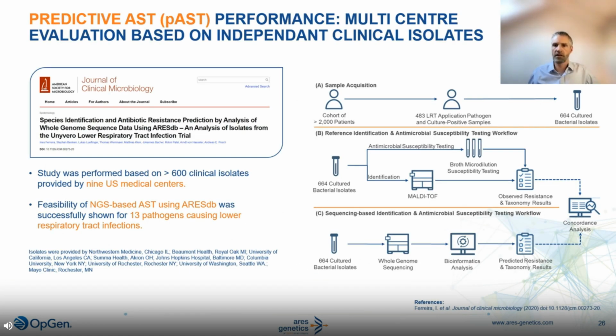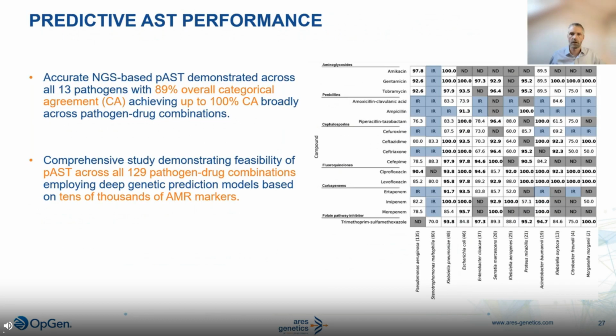We demonstrated in several studies the high categorical agreement between standard of care results and the resistance phenotypes we predicted based on WGS data. These studies include, for instance, the first multi-center evaluation successfully demonstrating the feasibility and performance of predictive AST for 13 pathogens causing lower respiratory tract infections. Some of the study results are shown here.